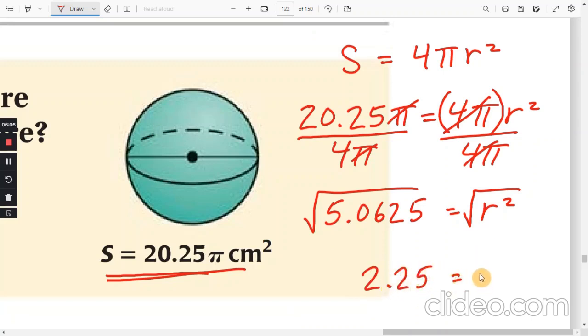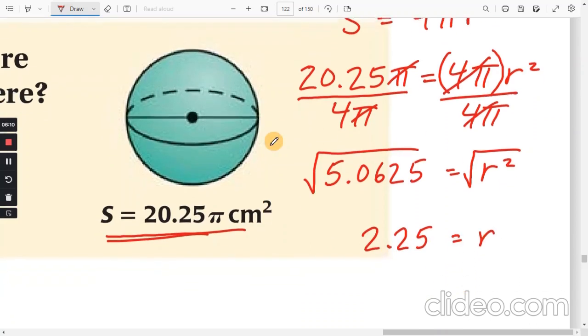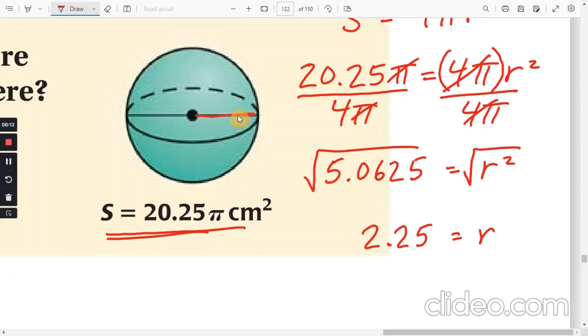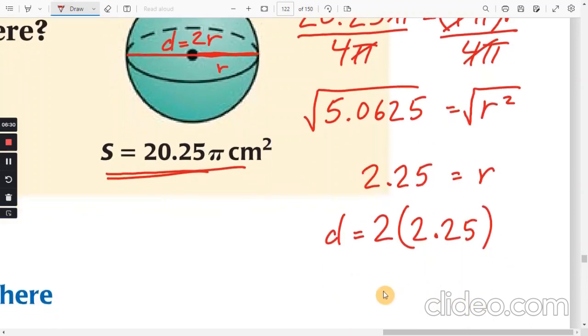So square root of r squared is just r. And they asked us for the diameter. This right here would be the radius, but the diameter goes all the way through. So the diameter is basically 2 times the radius. All right, so the diameter is going to be 2 times 2.25, which of course is just 4.5. Okay, or you can say 4.50, same thing.